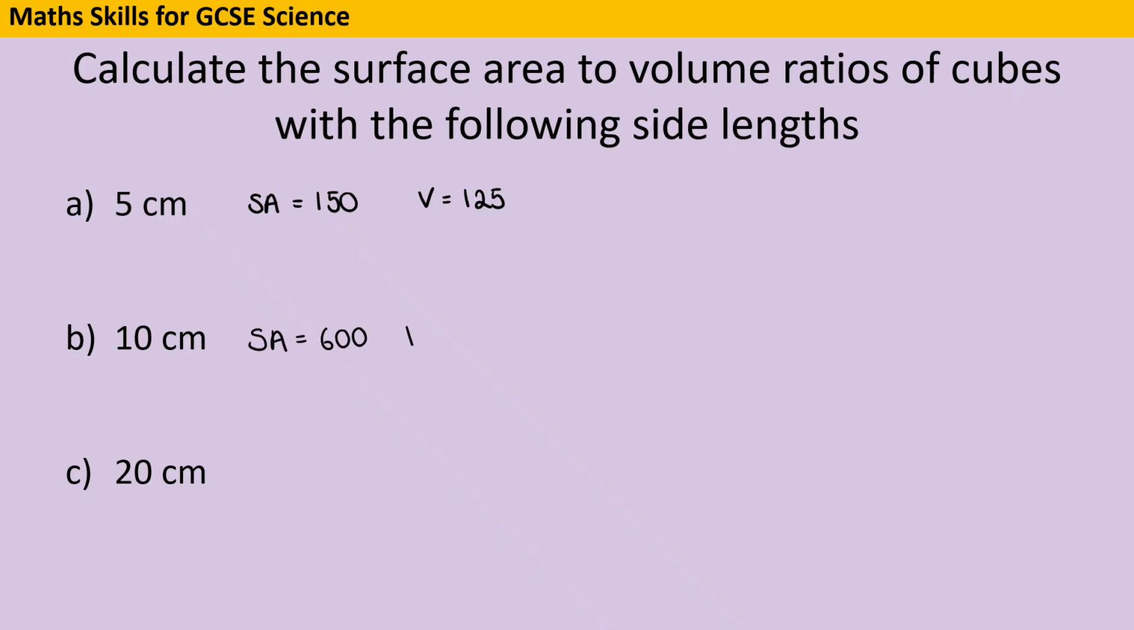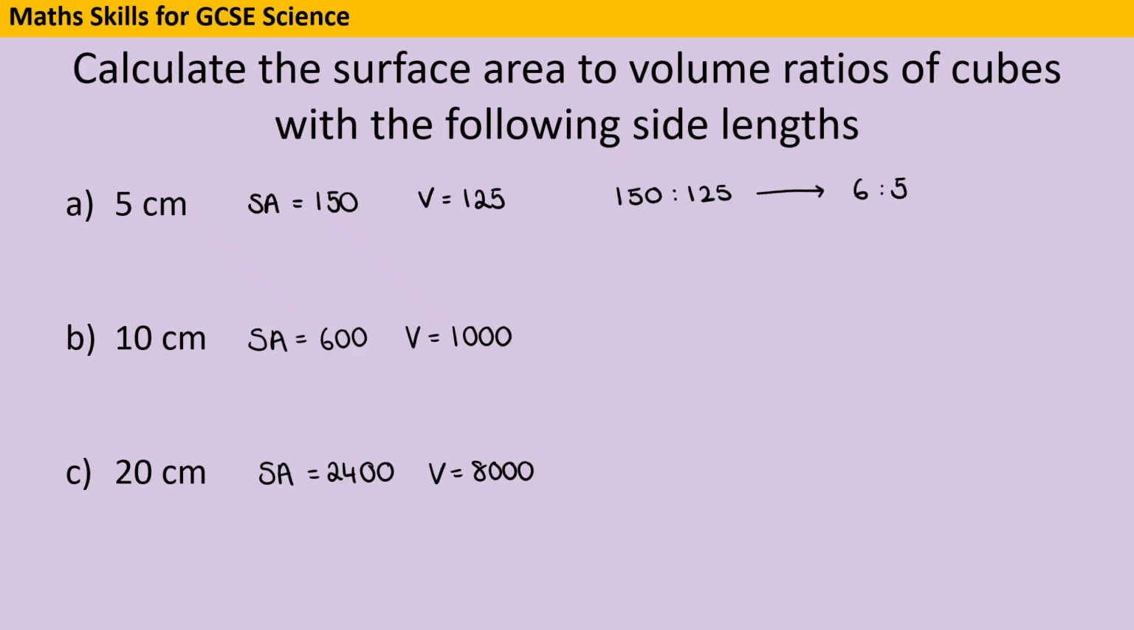And then for our cube with a side of 10 centimetres, we're going to have a surface area of 600 and a volume of 1000. And so immediately I'm thinking that we're going to need to divide by 100 and then maybe a little bit more. And then for our 20 centimetre side length, we've got a surface area of 2,400 and a volume of 8,000. So I'm immediately thinking about the fact that we can divide both of those by 8 and also by some tens.